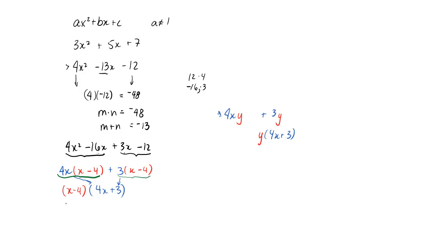And we can double check, we can expand it again. Maybe I'll expand it in green. So I'll FOIL this. X times 4x is 4x squared. X times 3 is positive 3x. Negative 4 times 4x is negative 16x. And negative 4 times 3 is negative 12. And sure enough, that works. Let's try another one.